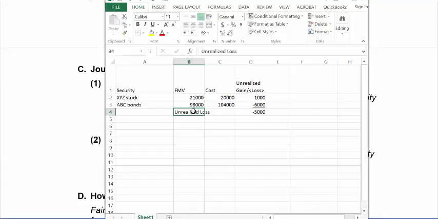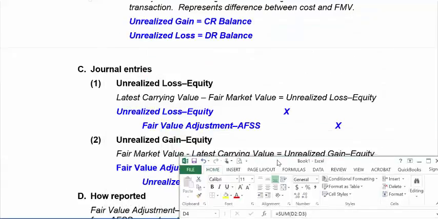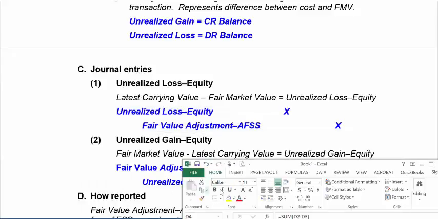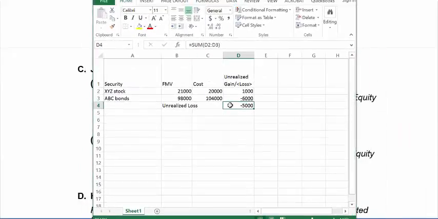So you'd use that journal entry, if you had that actual situation, right over here. And that would make your available for sale securities sitting on your balance sheet drop from a total cost of 124,000 down to 119,000, because 124 minus 5 equals 119. So that's the goal, setting it at the current fair market value.